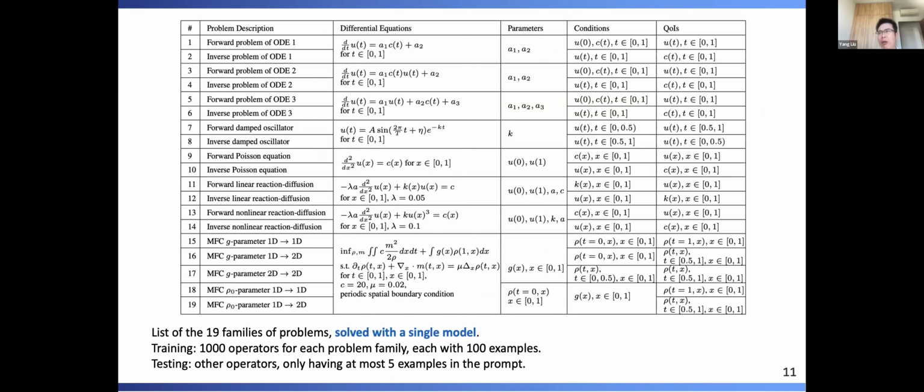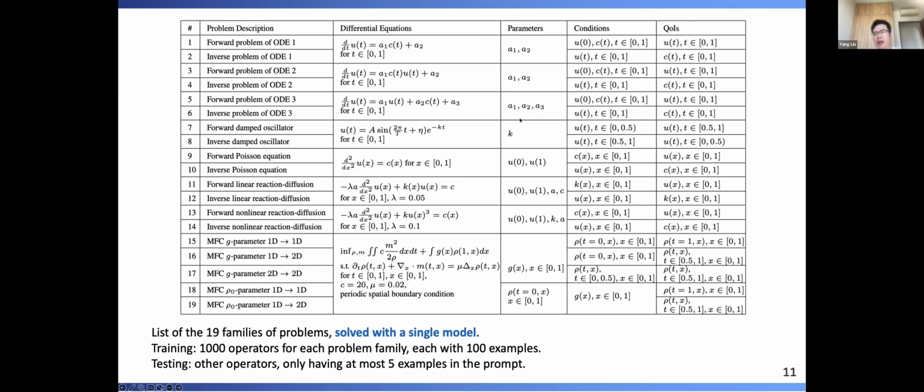In our first paper, we solved these 19 families of problems with a single model. For training, we have 1,000 operators for each problem family, each with 100 examples. For testing, we have other operators, but at most 5 examples in the prompt. You can see forward and inverse ODEs and PDEs. Most of them are one-dimensional, but you can also have a two-dimensional problem. There's no problem with it, so one model can handle different dimension problems.